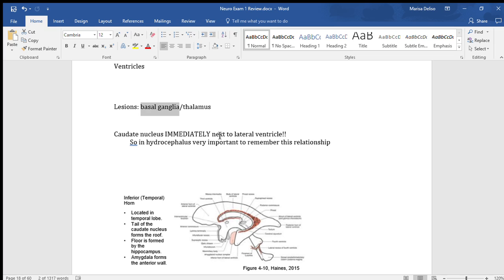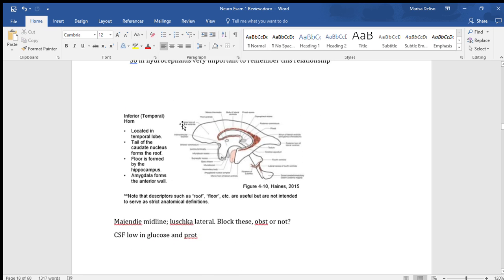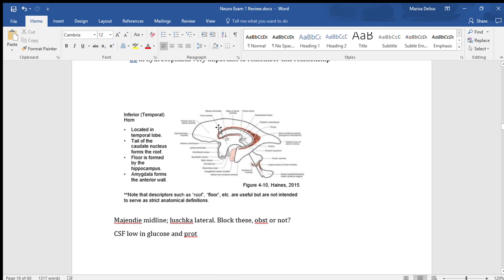So my basal ganglia is also located there, so maybe I can impinge on that. So that's probably a bit lower yield than knowing the thalamus is right near there. Keep it in mind. Okay, this picture will haunt me for the rest of my life.